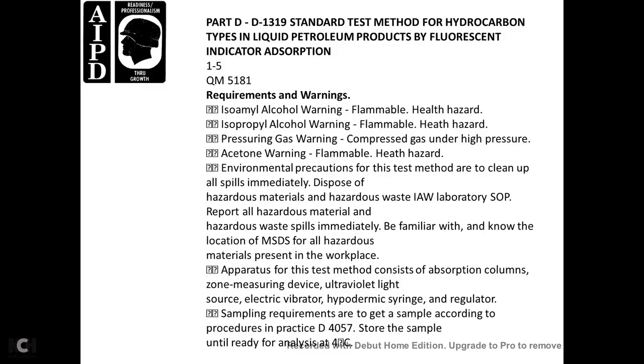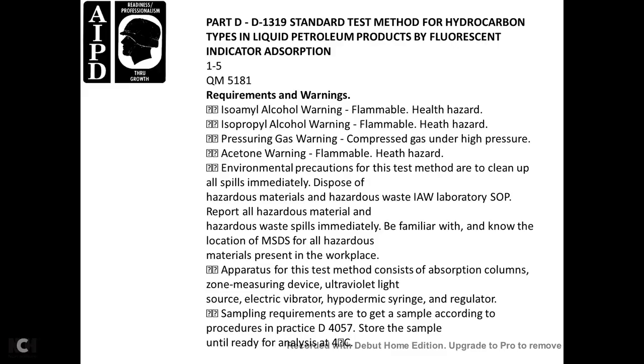Requirements and warnings. Isoamyl alcohol warning: flammable, health hazard. Isopropyl alcohol warning: flammable, health hazard. Pressurizing gas warning: compressed gas under high pressure. Acetone warning: flammable, health hazard. Environmental precaution for the test method: clean up any spill and immediately dispose of the hazardous waste. Follow laboratory standard authorization procedure. Repair all hazardous spills immediately. Be familiar with and know the location of the material safety data sheets for all the hazardous material present in the workplace.